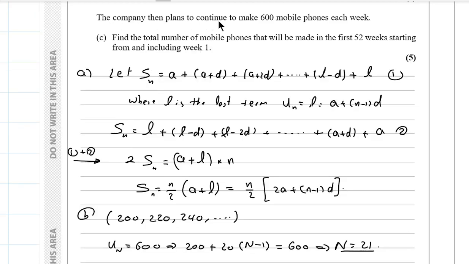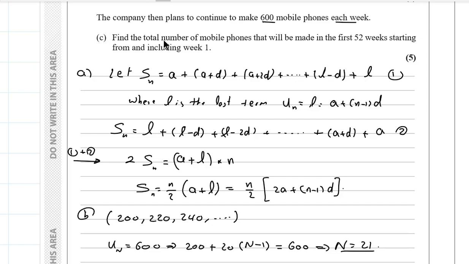The company then plans to continue to make 600 mobile phones in the week with order 22. The production will be 600. It will be fixed to be 600. I will not increase my production, but I will fix it to be 600 only.